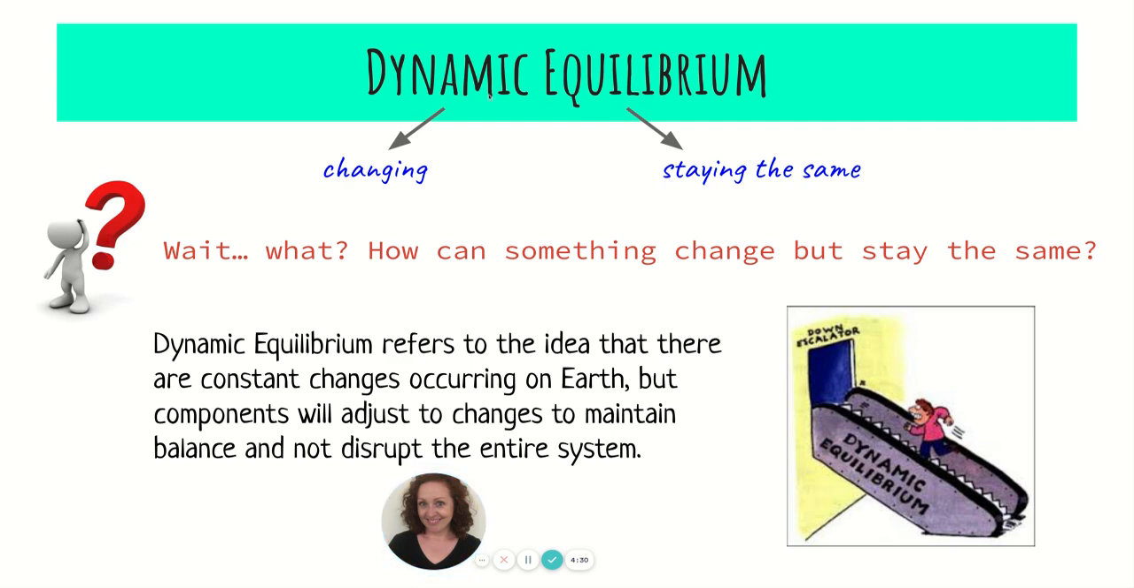So whenever we talk about ecosystems, there very often are fluxes or changes in the ecosystem. And the goal of the ecosystem, just as the goal of the human body, right, is always to reach equilibrium. So always to come back to kind of a balanced state. It says here, dynamic equilibrium refers to the idea that there are constant changes occurring on Earth, but components will adjust to the changes to maintain balance and not disrupt the entire system. So there are always checks and balances.